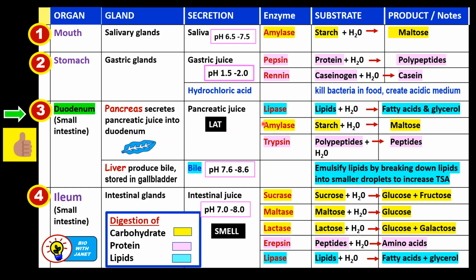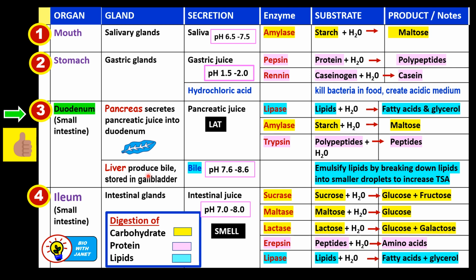And this pancreatic juice contains 3 enzymes, which have the acronym LAT, L-A-T, which stands for lipase, amylase, and trypsin. Now, lipase hydrolyzes lipids to form fatty acids and glycerol. Amylase hydrolyzes starch to form maltose. Trypsin hydrolyzes polypeptides to form peptides. So trypsin continues the digestion. After pepsin has digested protein to form polypeptides, trypsin will digest the polypeptides to form peptides.